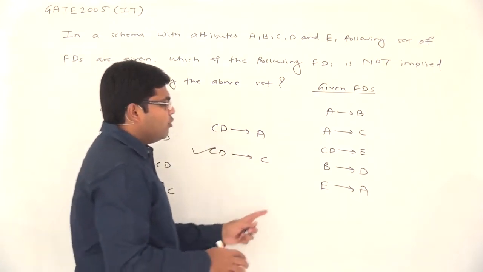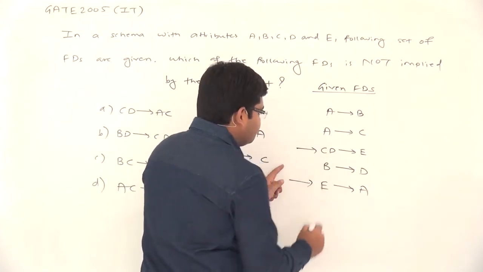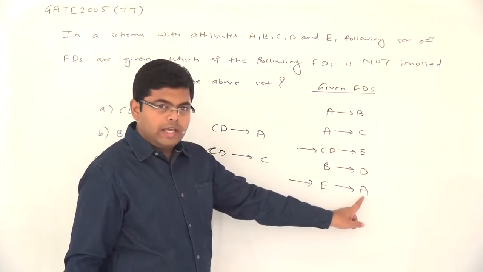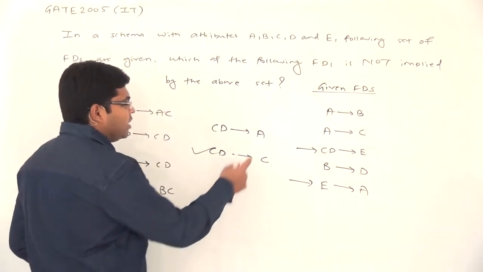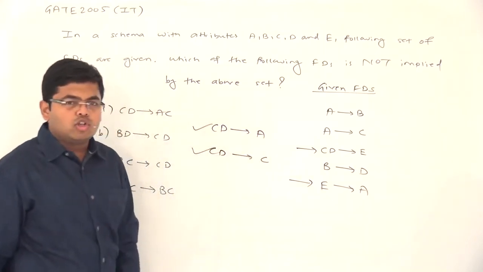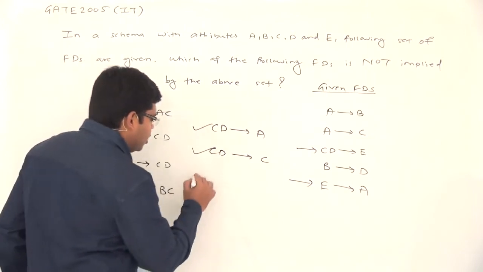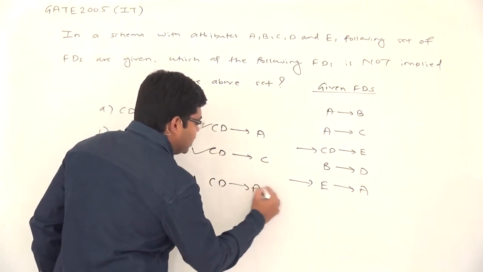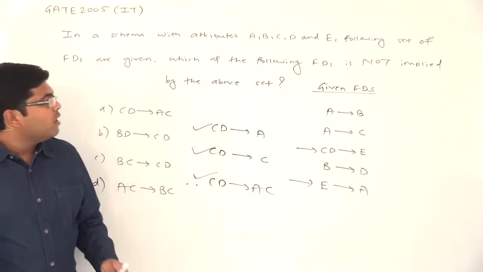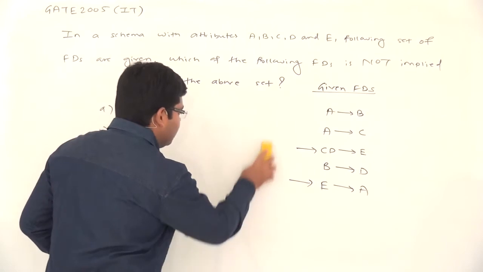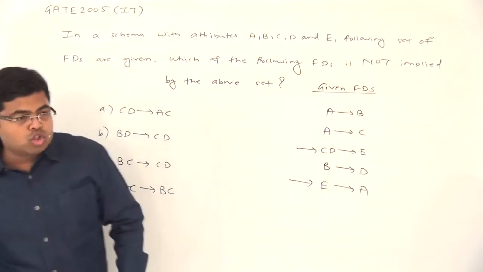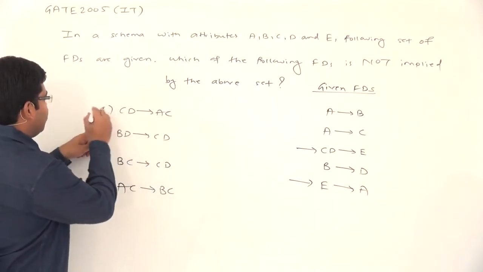And for that, if you look at these two FDs, CD will give you the value of E, and from E you can obtain the value of A, and that is why we can say that the value of A can be obtained uniquely from the value of CD, and that is why this FD is also valid. Both the FDs are valid, and therefore CD gives AC will also be a valid FD, and that's why for option A, this FD can be implied from the given set. Now the question is asking which of the following FDs cannot be implied. So A can be implied, and therefore this is not the answer.